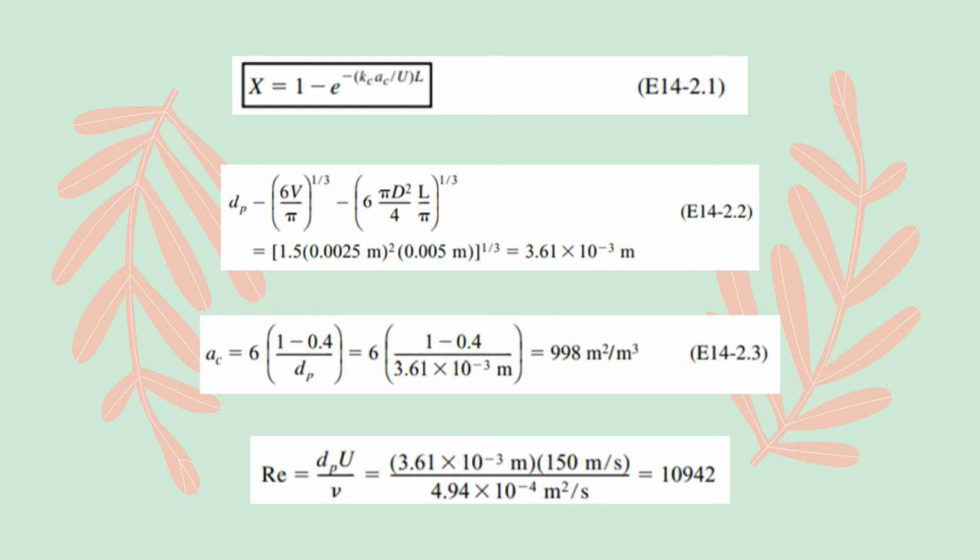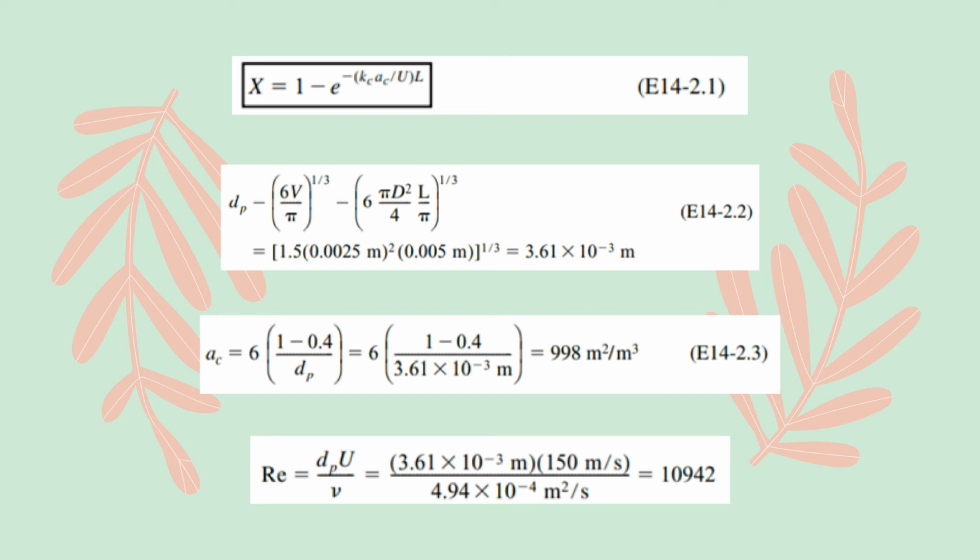So as you can see on your screen, you have there the equation for the conversion that we will be using later when we have already solved for Kc. For the first part of the solution, we will be using the Thoenes-Kramers correlation in order for us to calculate Kc. So we need to find first three important variables for us to proceed to the solution. The first one is the volume average particle diameter. The second one is the surface area per volume of bed, and the third one is the mass transfer coefficient.